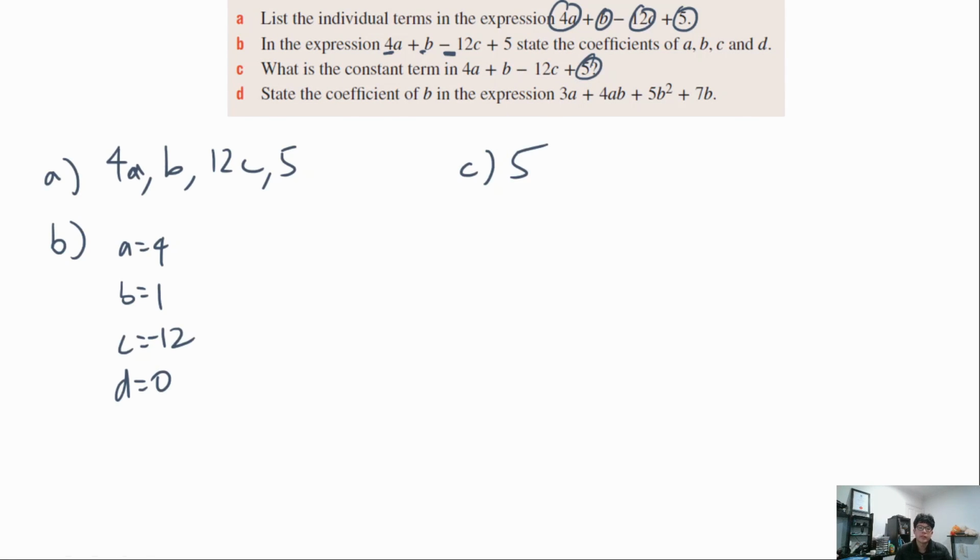And last one, question D. State the coefficient of b in the expression 3a plus 4ab plus 5b squared plus 7b. So we need to state the coefficient of b. This one might be a little bit confusing because there's quite a few b's here, but we want b just by itself. We don't want b squared and we don't want ab. We want just b, so the coefficient of b is going to be 7.